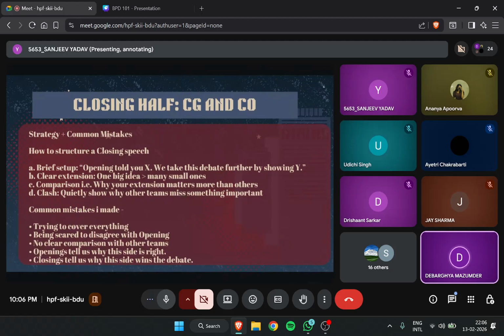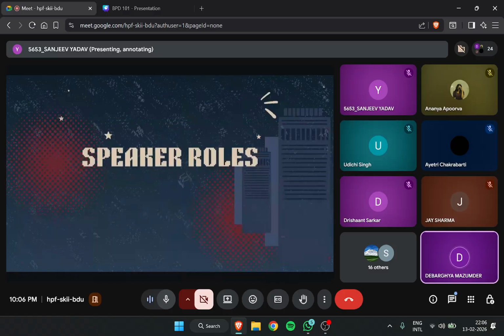Sanjeev, can you just go to the next slide? Yeah, cool. Before I proceed with the next slide, I will tell you certain things that you need to sum up for the closing bench. You need to understand, as the closing bench, where the gap is lying in the opening bench's speeches, right? What is everyone ignoring in the debate?